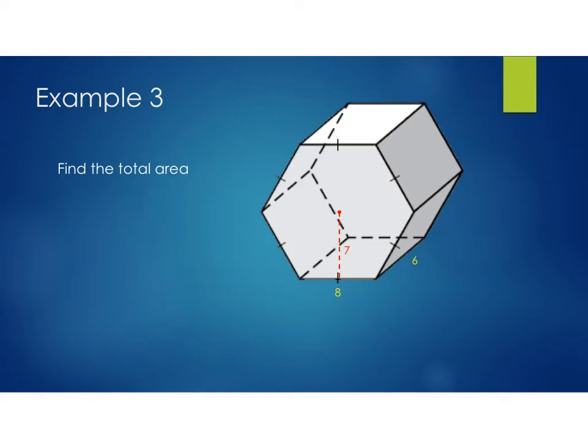My third example, notice the shape that I have 2 of. I have 2 hexagons. This time my shape is not sitting on its base. The base is on the side. So this is a hexagonal prism. This time it's not asking me to find each of the different pieces separately. It's only asking for total area.